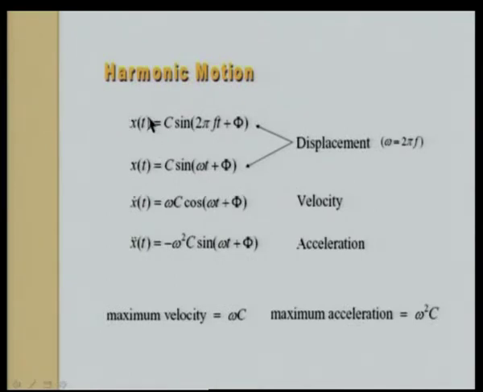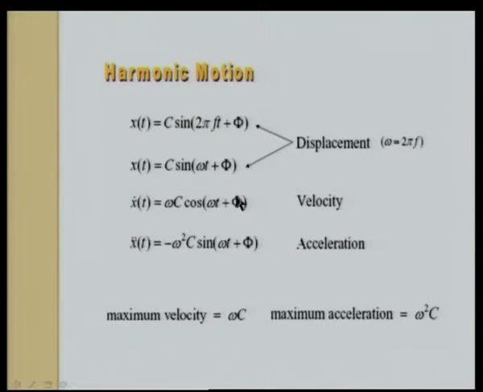So, if x is a simple harmonic motion, which is displacement, we can express it either in terms of f, the frequency in hertz, or in terms of radians per second, where omega is 2 pi f. We can get the velocity of that motion by differentiating this displacement, dx by dt, which is given here, and x double dot is given here.